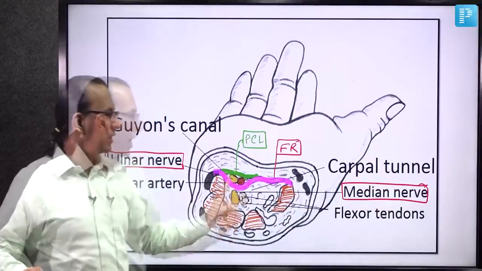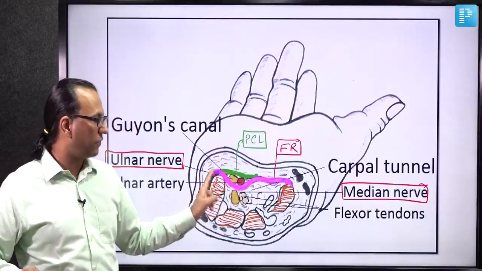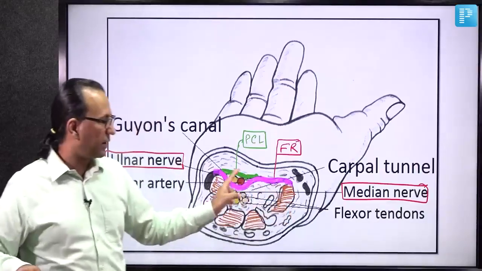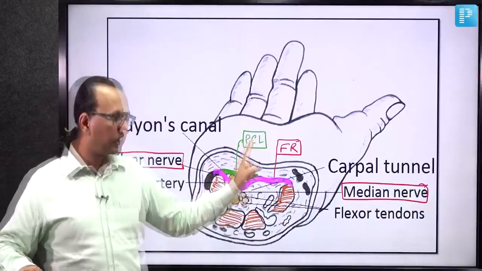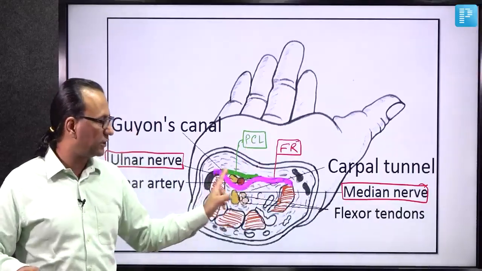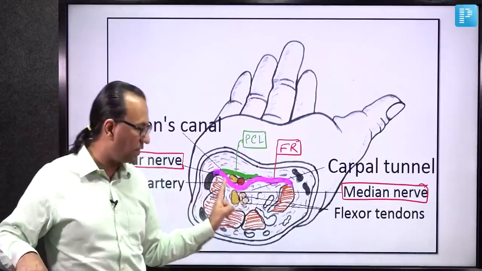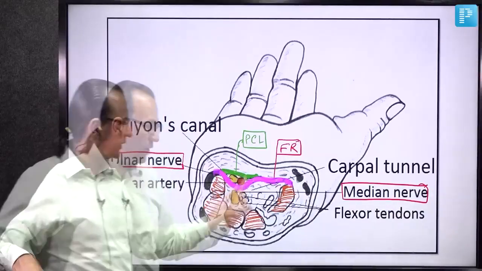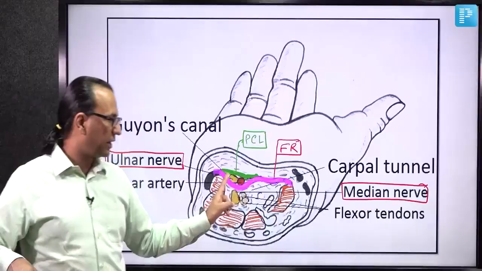But as you see, the ulnar nerve is passing superficial to the flexor retinaculum, though it is covered by what is called the palmar carpal ligament. This is a tunnel which is called the Guyon's canal, and in that not only the ulnar nerve is there, but also the ulnar artery is passing.